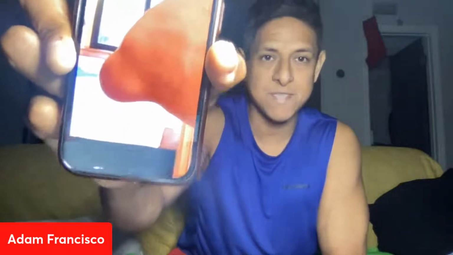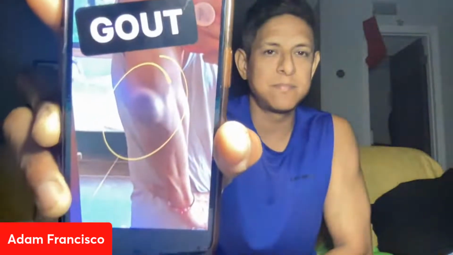In 2021, I had one of my worst gout flare-ups in my elbow. So you guys can see what that looks like. That's my elbow. I could not bend my arm. That's gout right there. It looks like a baseball in my elbow. I couldn't bend my arm for about 3 to 4 days.